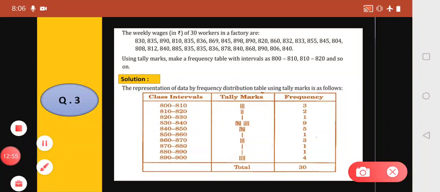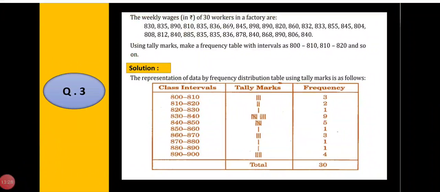Now 800 to 810. Now this 810. Yes, as we have learned, it will go in the higher class, that is between 810 to 820. So we don't have to count 810 in the class interval 800 to 810. It will go in the class interval 810 to 820.